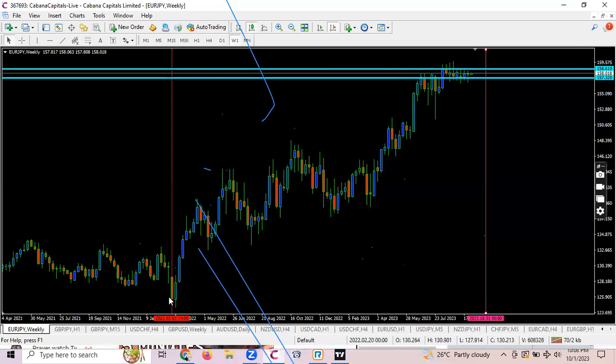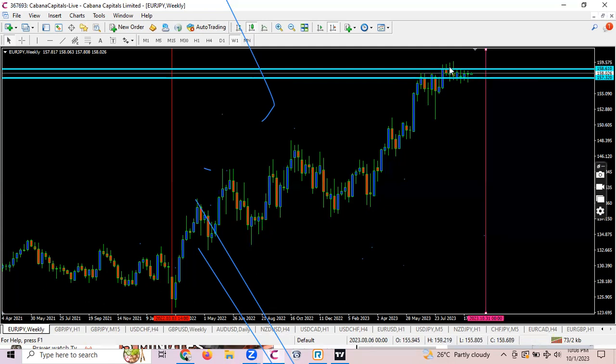You can see that Euro JPY has been bullish for several months, if not years. You can see since 2022, we're in 2023, it has been bullish. So if you didn't buy at this point, why would you want to buy at this point? If you are buying at this price, you are buying at premium. It's very risky.